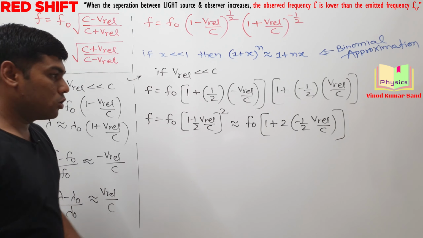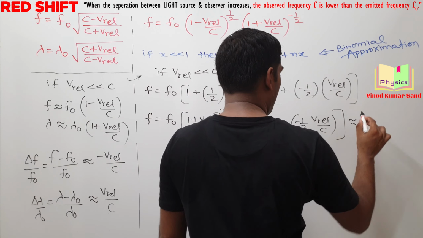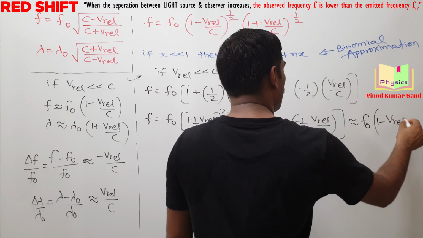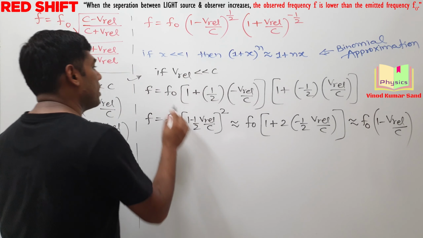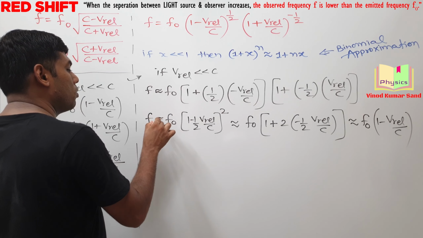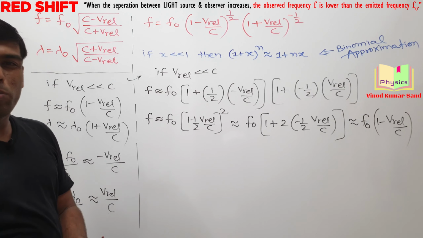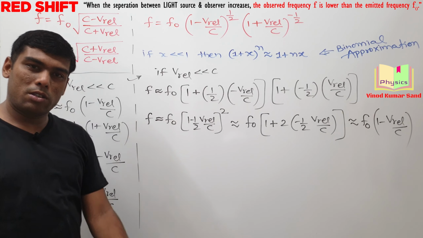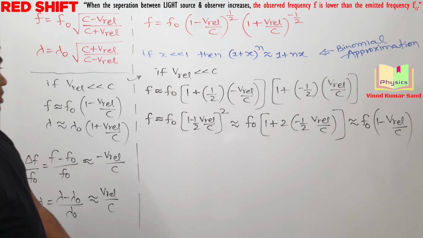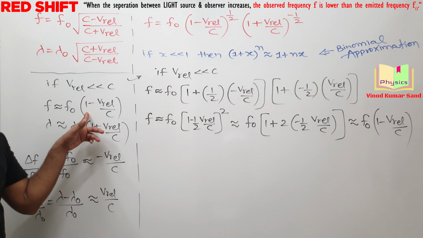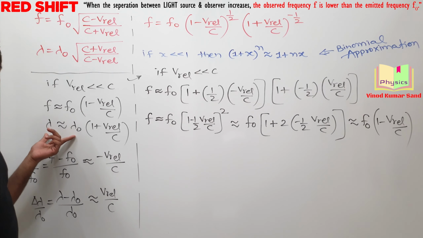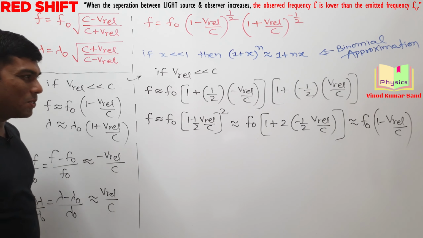Got it? So it is almost equal to F naught times 1 minus V relative by C. Here it is "almost equal to", although in numerical calculation you can consider the equal sign, and your answer will be approximately correct. Got it? I think I have derived this expression. Done. In the same way we can proceed for lambda, which I am leaving to you.